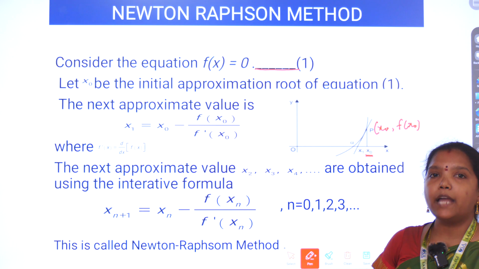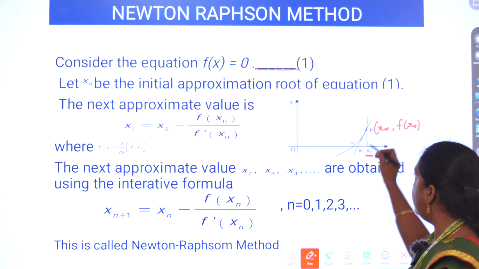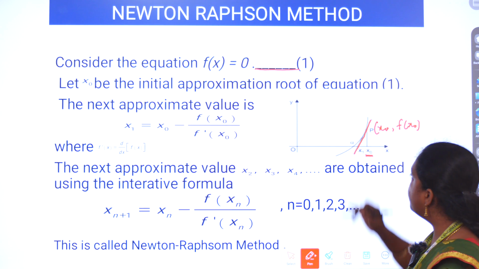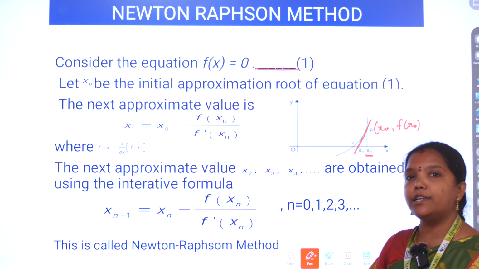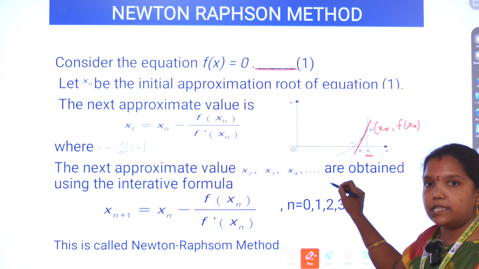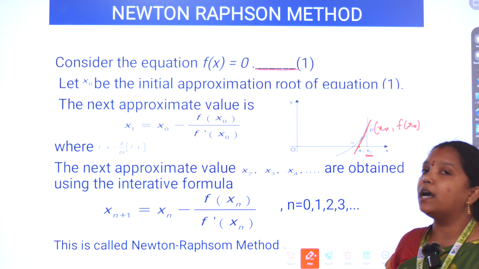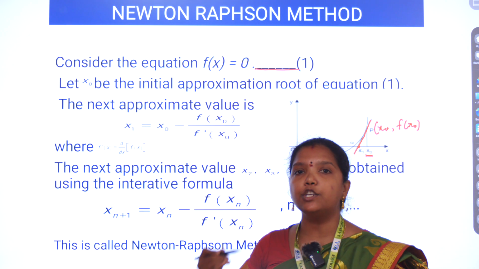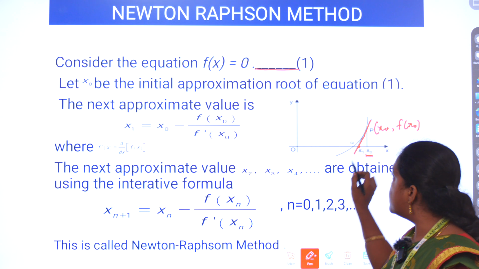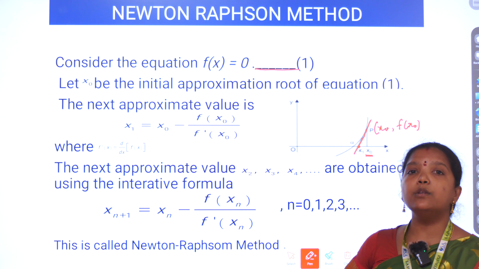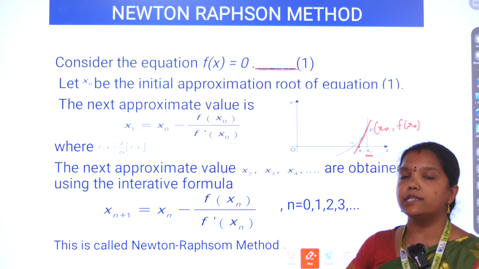Now we are going to draw a tangent to the curve at p. So we have drawn a tangent to the curve at the p. The point where the tangent intersects the x-axis, we consider that to be as a next initial root. This process will be repeated until the required accuracy is obtained.